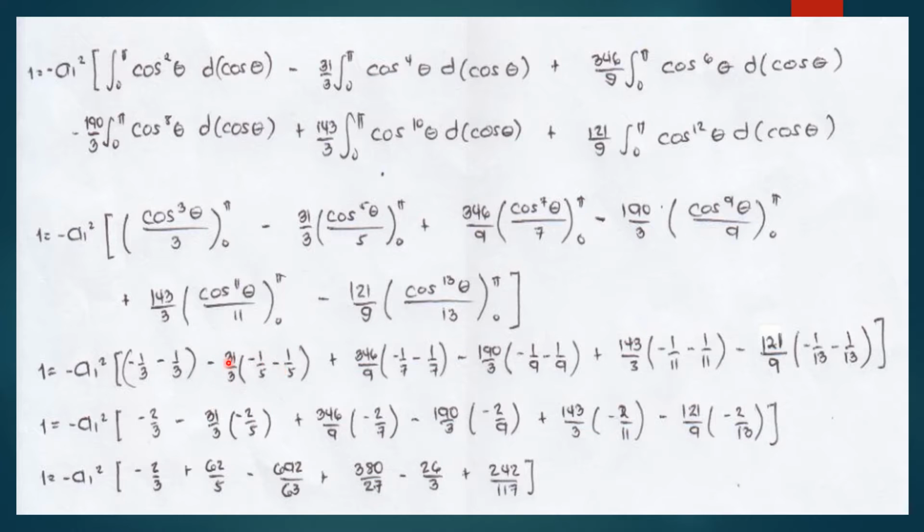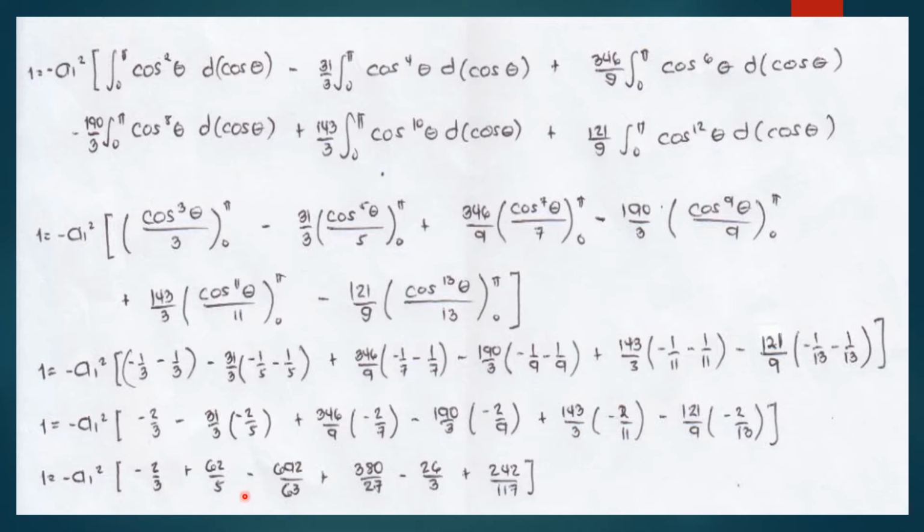Distributing this multiplication, 1 is equal to negative A1 squared bracket negative 2/3 minus 31 over 3 times negative 2/5 plus 346 over 9 times negative 2 over 7 minus 190 over 3 times negative 2 over 9 plus 143 over 3 times negative 2 over 11 minus 121 over 9 times negative 2 over 13.